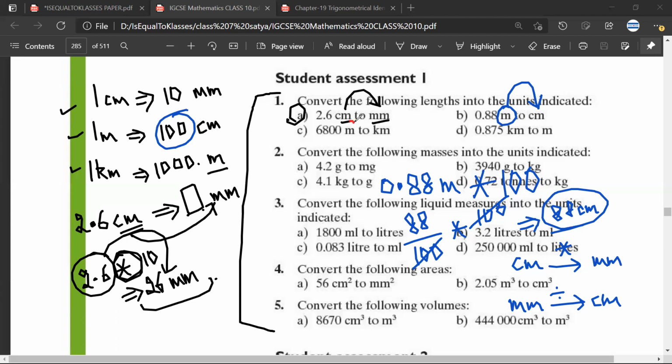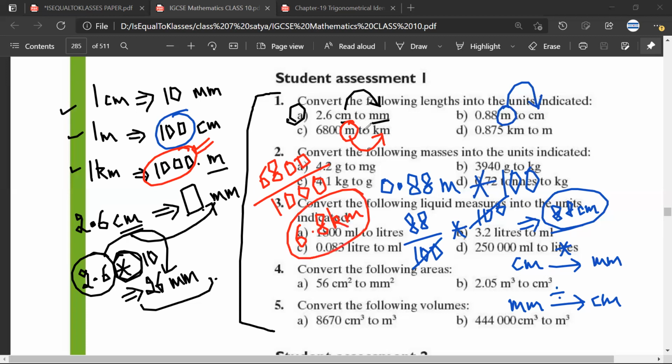Now Satya, if I have to go from meter to kilometer, my number would increase or decrease? Sir, it would decrease. You have to divide it. Yes, sir. I'll have to divide by 1000. So it would be 6.8 kilometers. Shabash.